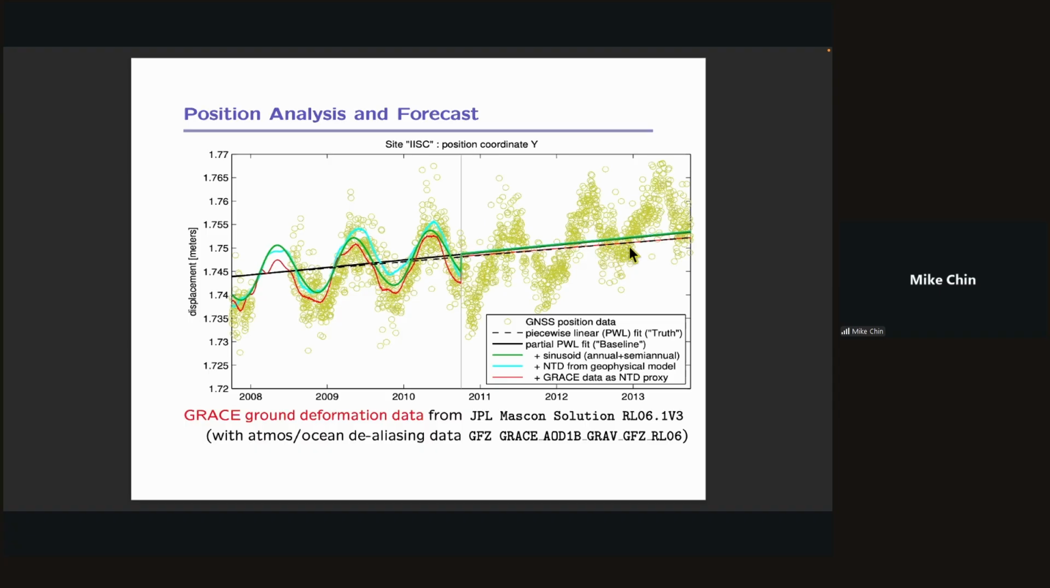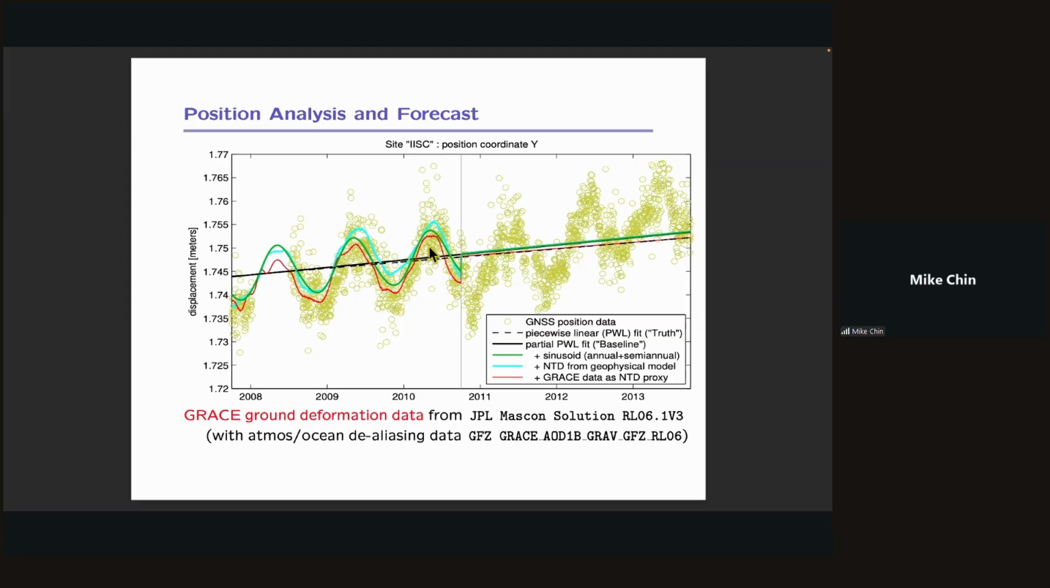The dashed line is like a line, and then we try to use the line that fits on the left-hand side to estimate the position on the right-hand side. So then the variation, this annual variation, is the non-tidal deformation.